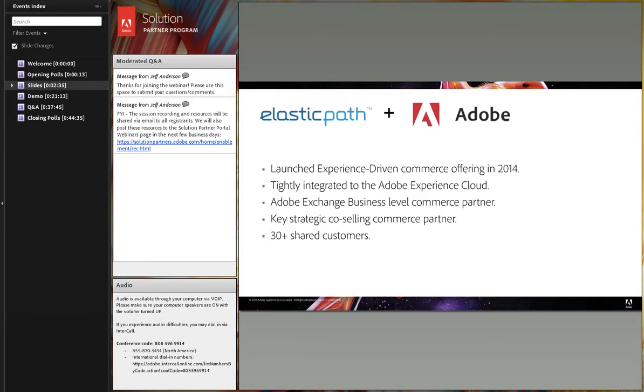And then we go to market with Adobe. So we're key strategic selling and sourcing partners. So most of the deals that we do have Adobe involved in them. So we share about 30 plus customers.